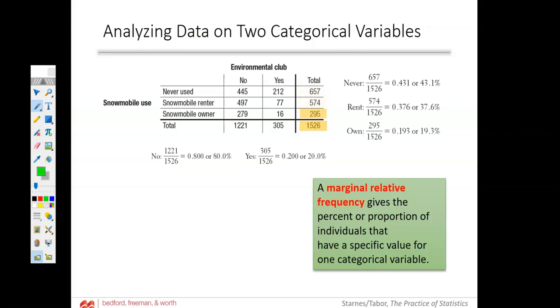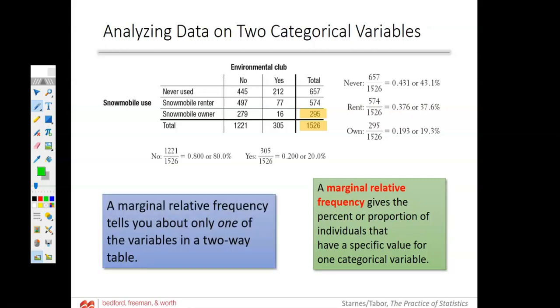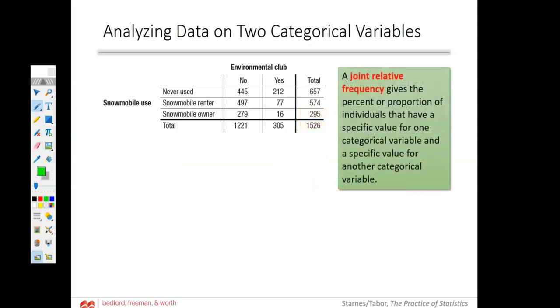You can see that vertically, those columns, those percentages are going to add up to 100%, just like 80 and 20 add up to 100%. We're only talking about one variable at a time if you do marginal relative frequency.